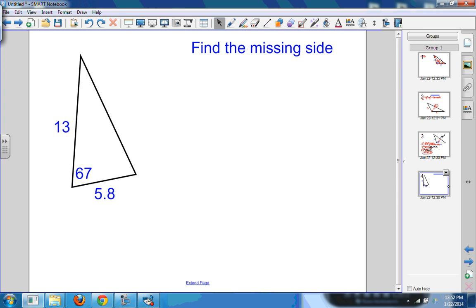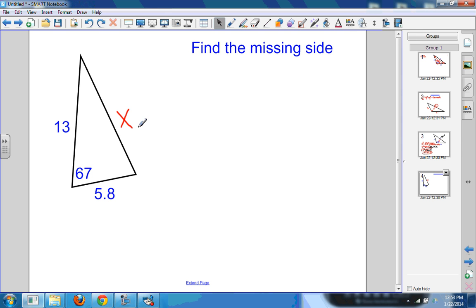Alright, here's another one. We're going to try to find the missing side. So we'll call this x again. There's our missing side. It'd be good if you pause this now and went ahead and tried it on your own to see if you get the exact same answer as I do. So, you can go ahead and pause it and try on your own. I may work through it.